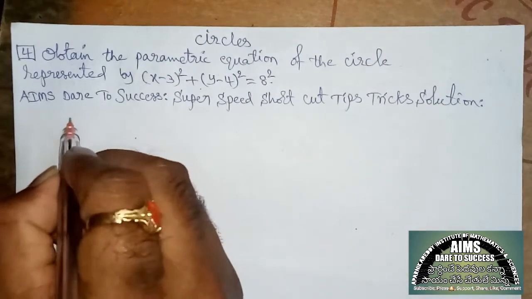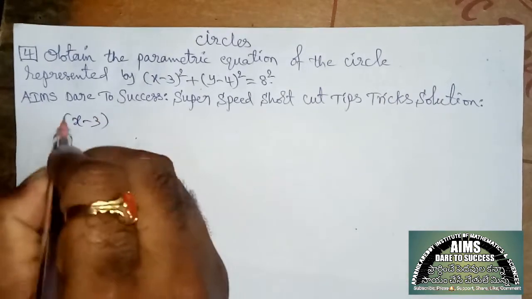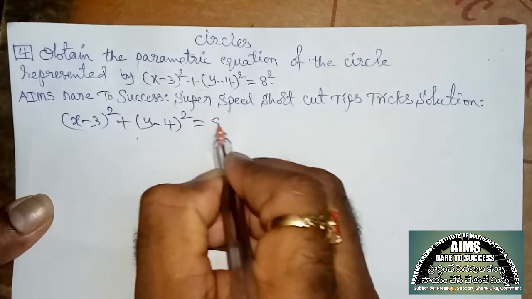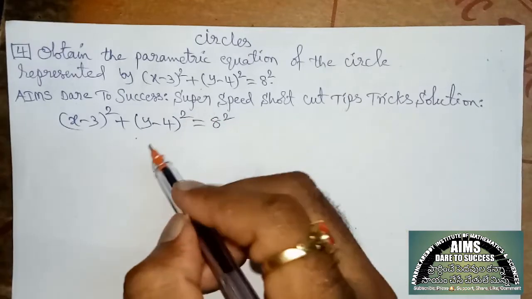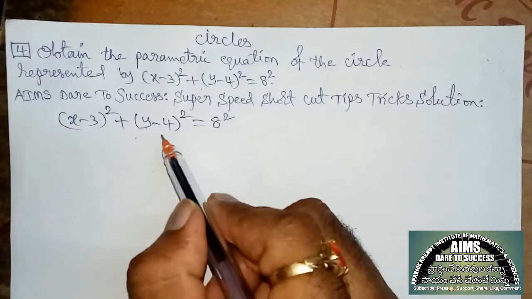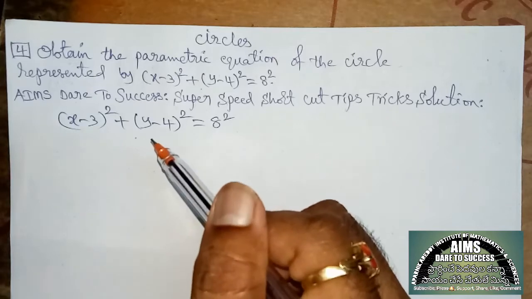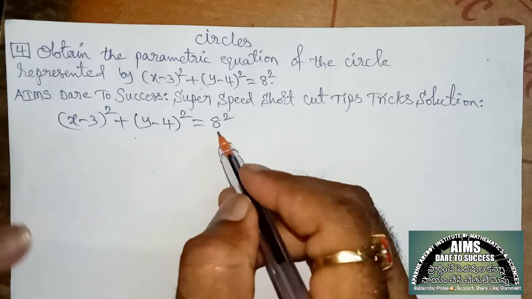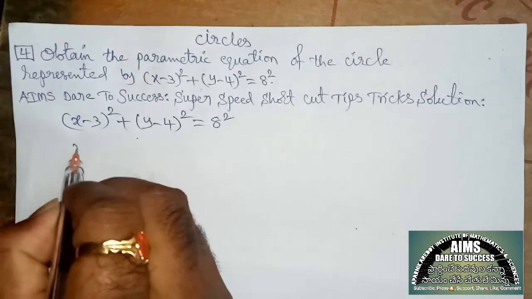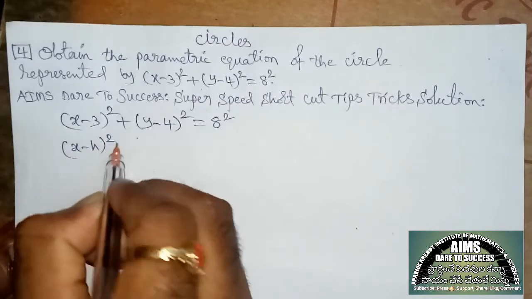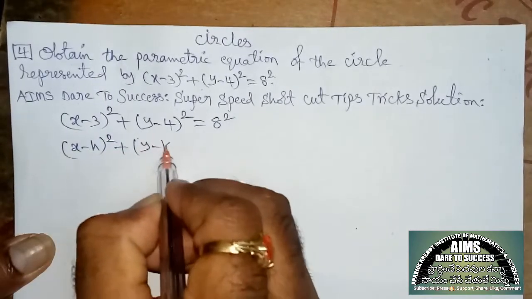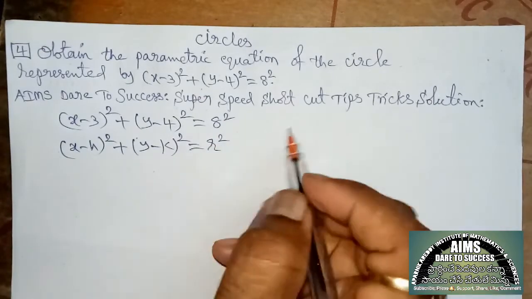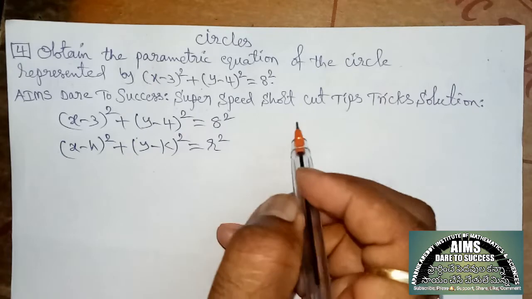Now I am writing the given equation of the circle, that is (x minus 3) whole square plus (y minus 4) whole square is equal to 8 square. Here, my dear students, no need to simplify. After simplifying, you will get the center as minus e comma minus f and the radius value. Here I am telling you a shortcut. This is in the form of (x minus h) whole square plus (y minus k) whole square is equal to r square. If you simplify, you will get one more standard equation of the circle.